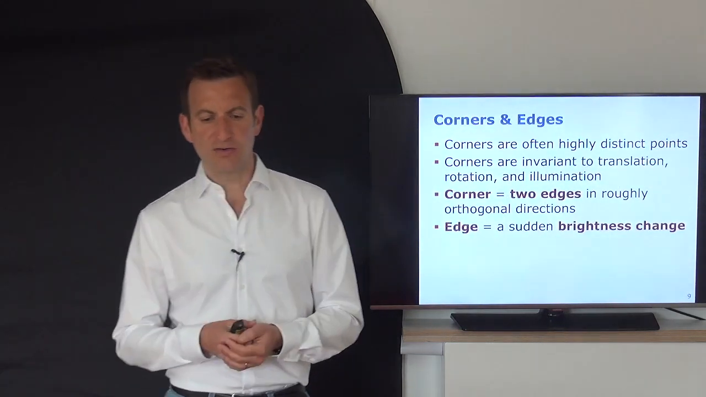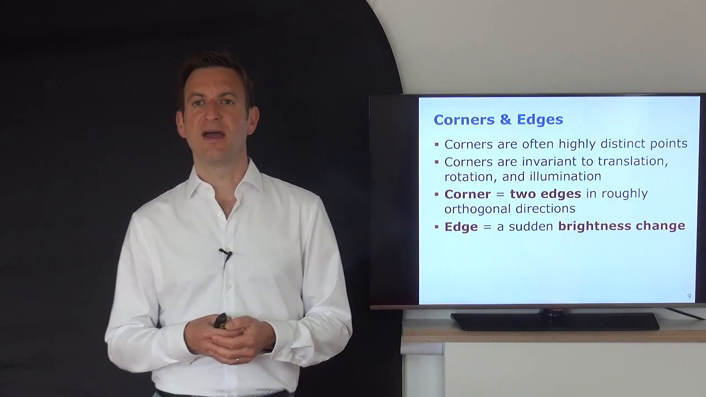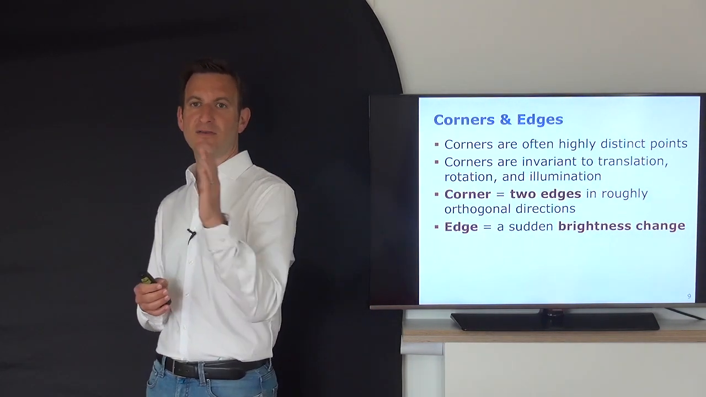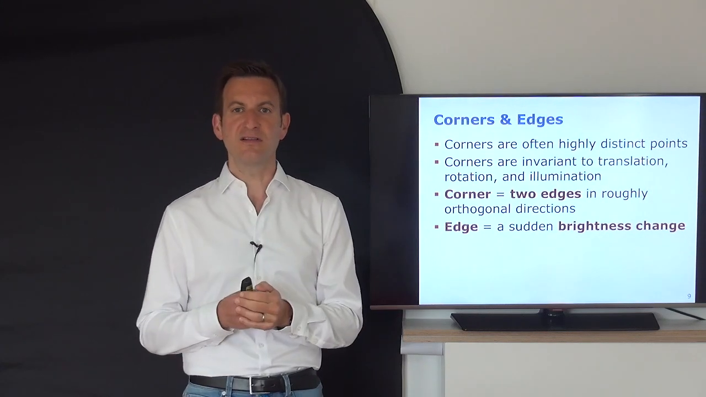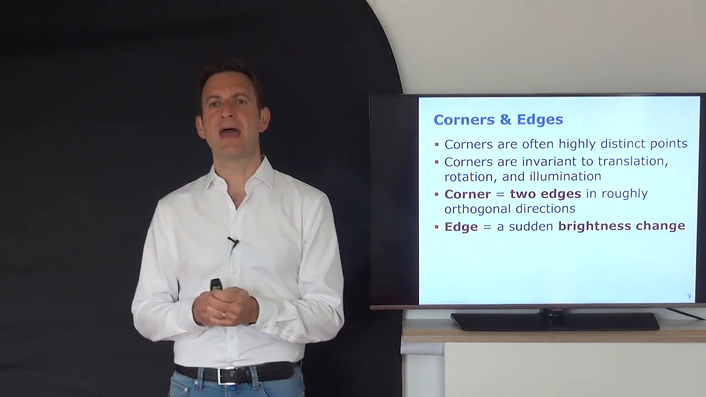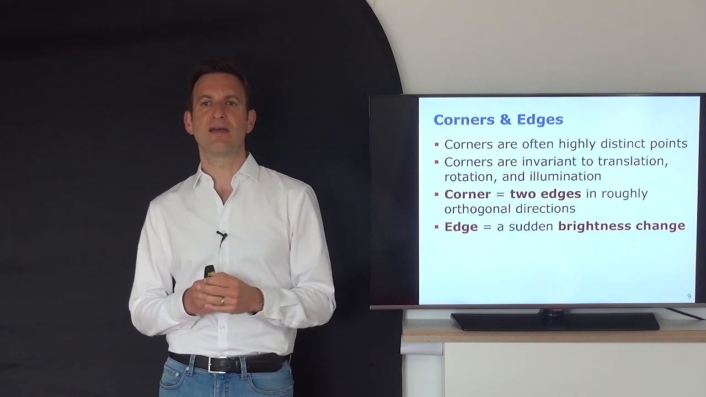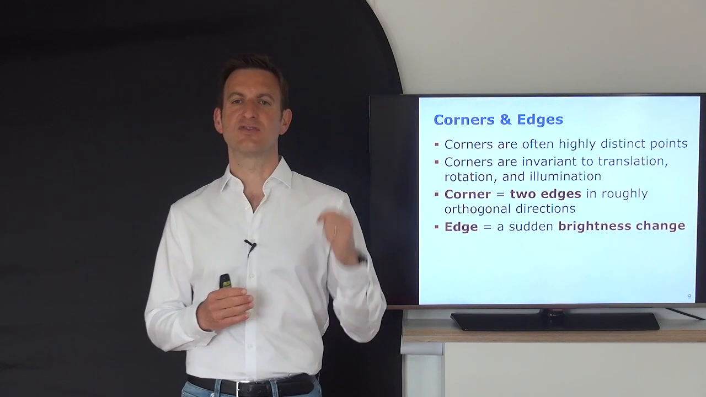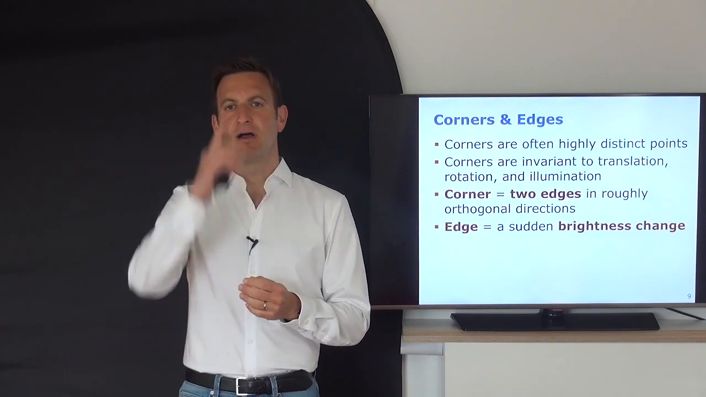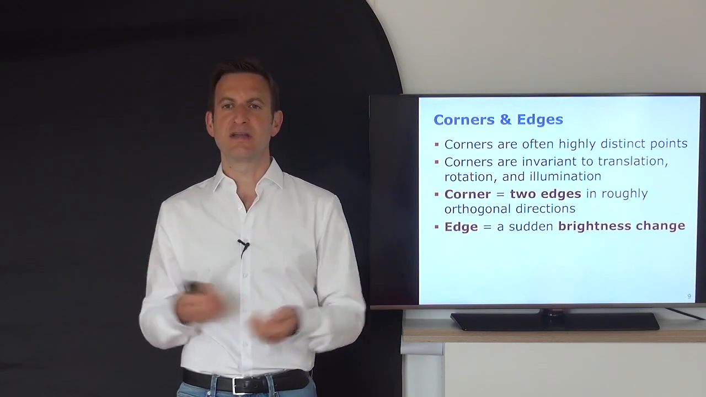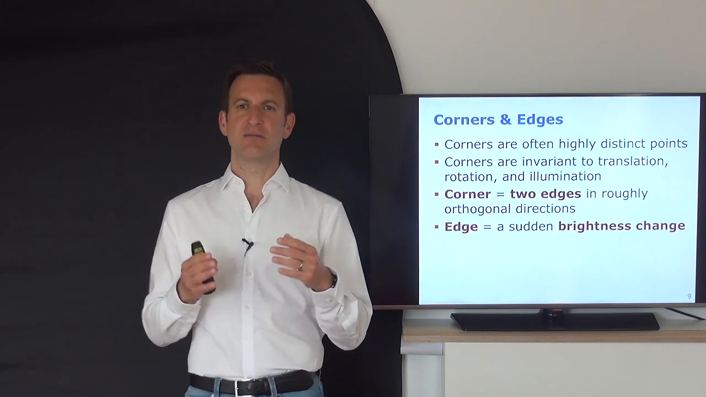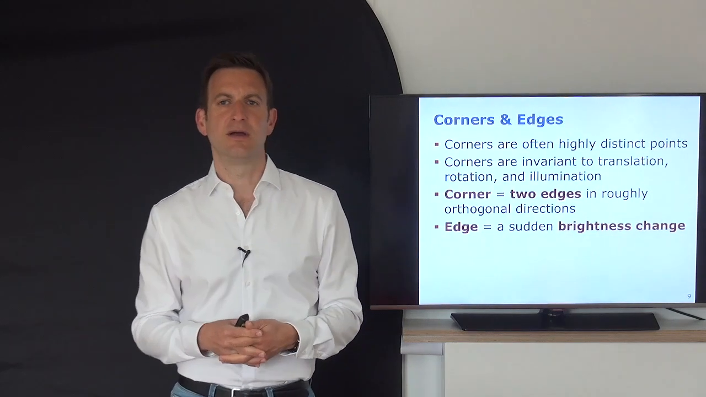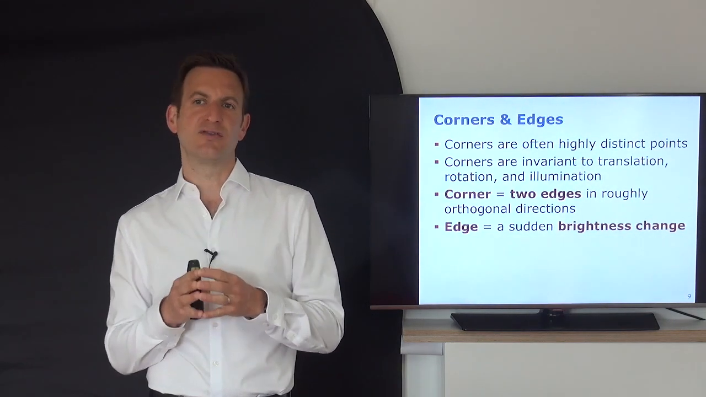Besides corners, there are also edges, and an edge is typically a sudden change from bright to dark, or from dark to bright pixel. This is what an edge is. But the problem with edges is that they are only well localized orthogonal to the edge, so in the direction of the brightness change, and not along the edge created by a physical object. Corners, however, can be seen as two edges which are intersecting with each other and which are approximately orthogonal. And this allows them to be localized really well.